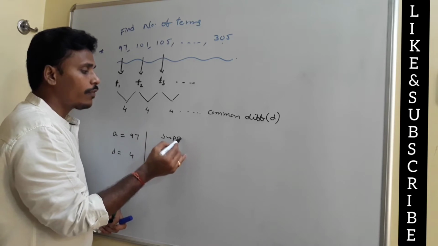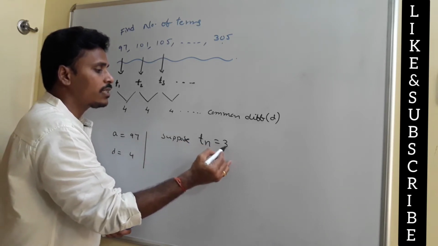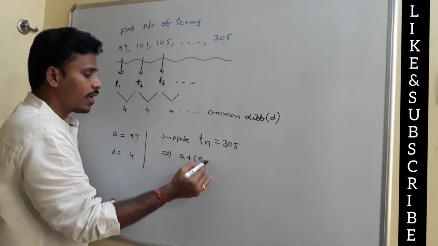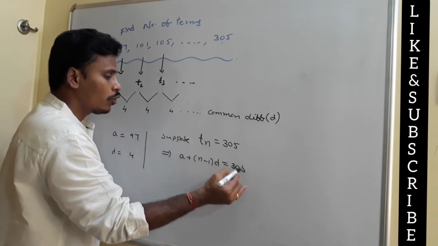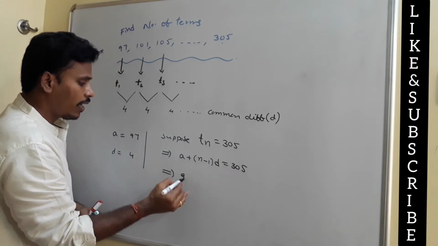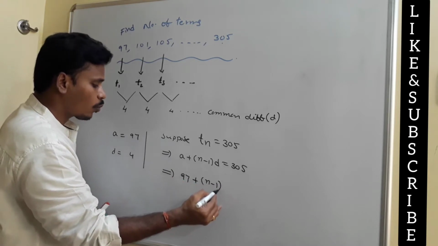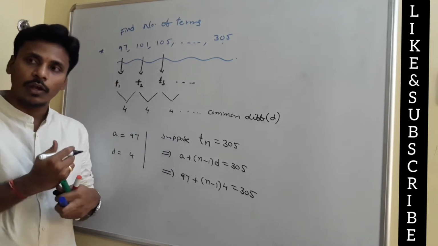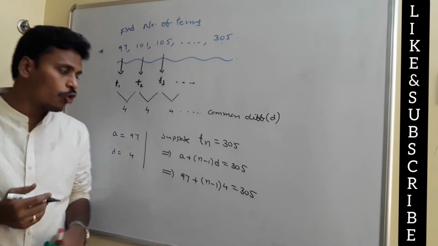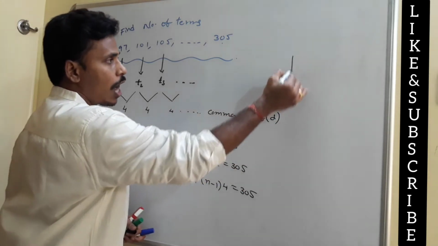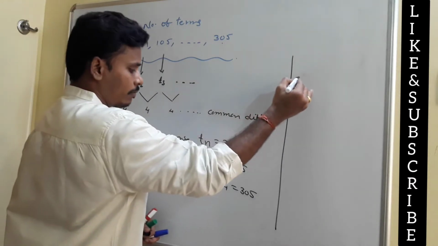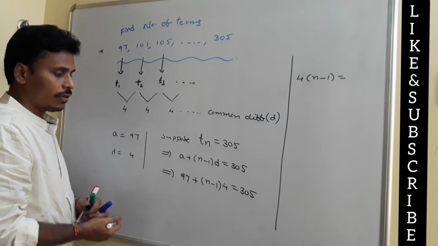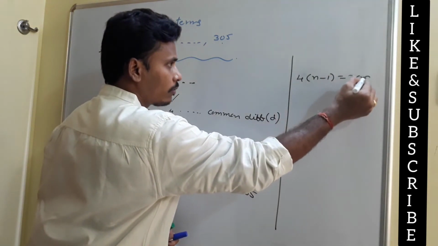Suppose 305 is the nth term of the sequence, like Tn is equal to 305. Then what is our Tn? Tn is nothing but a plus n minus 1 into d, which is equal to 305. And what is a? a is 97, so 97 plus n minus 1 into 4 is equal to 305. Is it clear? Now you try to find the value of n. For that, send 97 to the other side. Then 4 times n minus 1 is equal to 305 minus 97, which is 208.